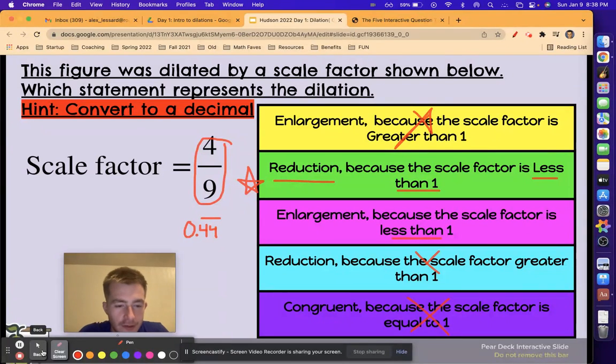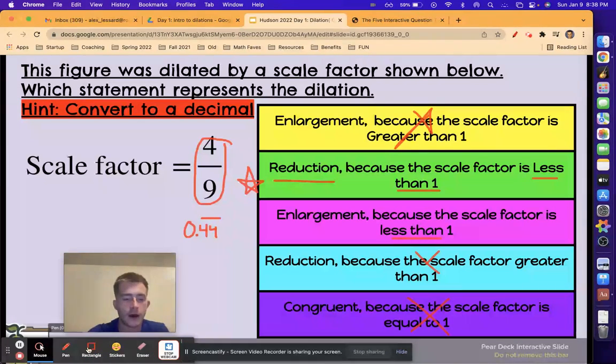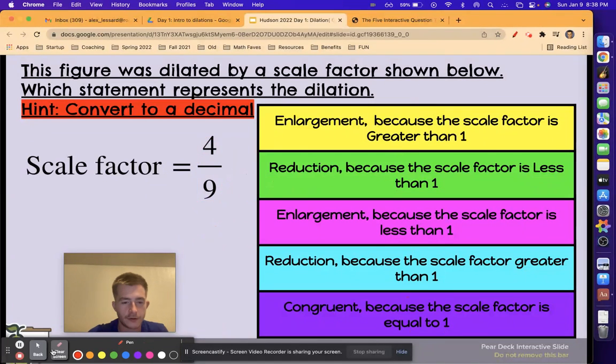Reduction because the scale factor is less than 1. Okay. Now, I think the easiest way to do this, guys, is by, if I can figure out this mouse real quick. I'm sorry. Hold on. Clear screen. There we go.